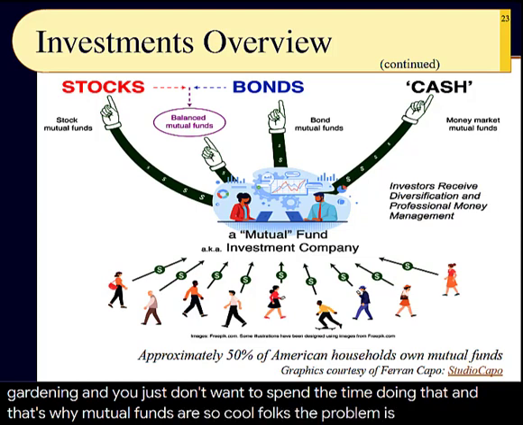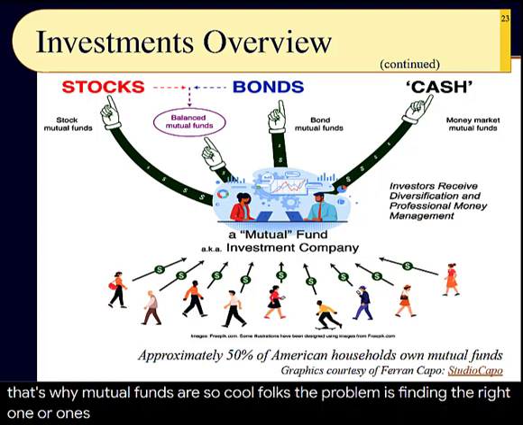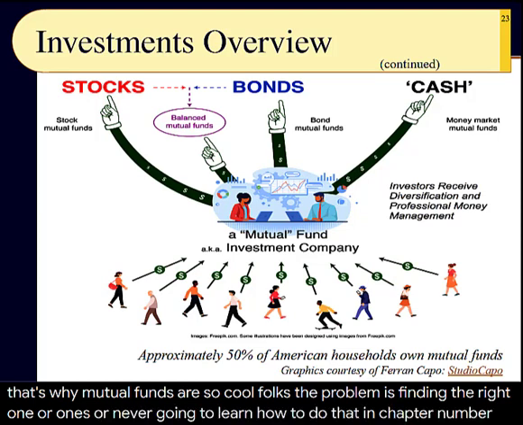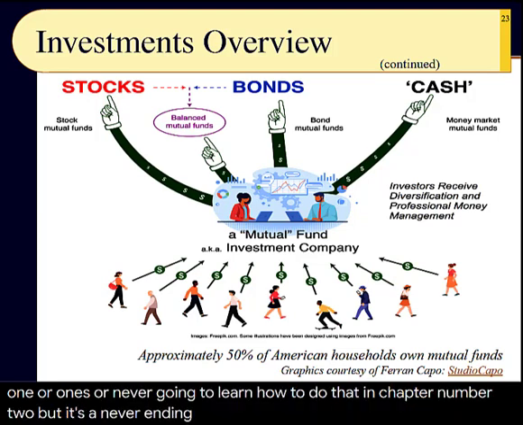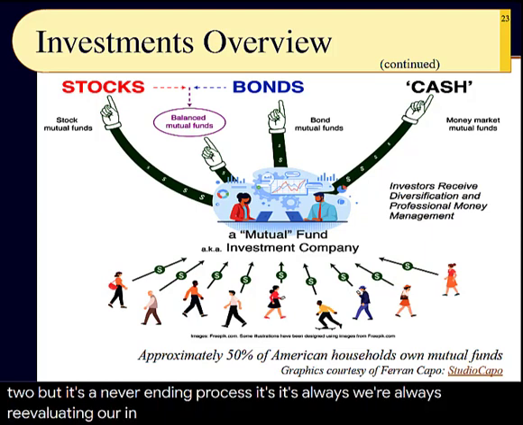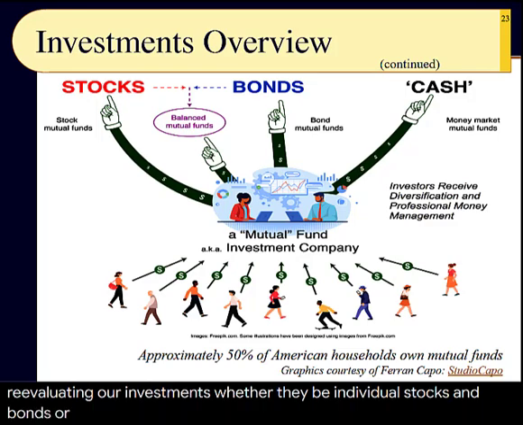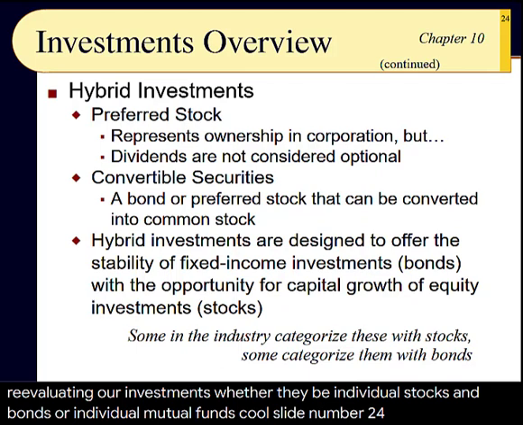The problem is finding the right one or ones, and we're going to learn how to do that in chapter number 2, but it's a never-ending process. We're always reevaluating our investments, whether they be individual stocks and bonds or individual mutual funds. Cool. Slide number 24. Now, hybrid investments.